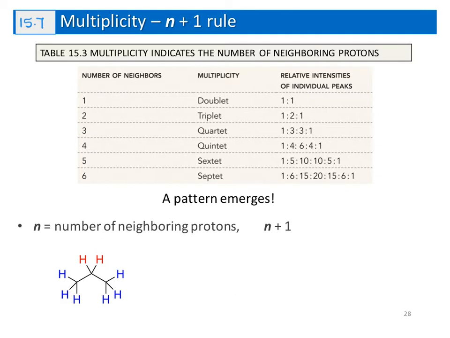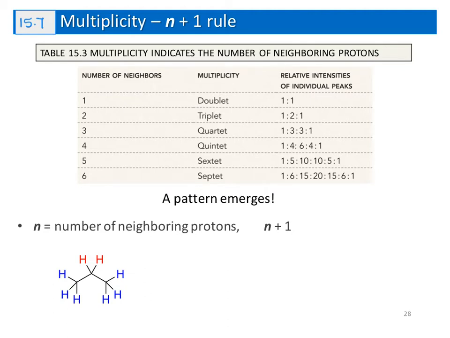So as an example, let's look at propane. First of all, how many signals do you expect to see for propane? It is labeled here. We expect to see 2 signals. These 3 protons are exactly the same as these 3 protons because there is a symmetry in this molecule. So they give 1 signal, and these 2 protons also give another signal.